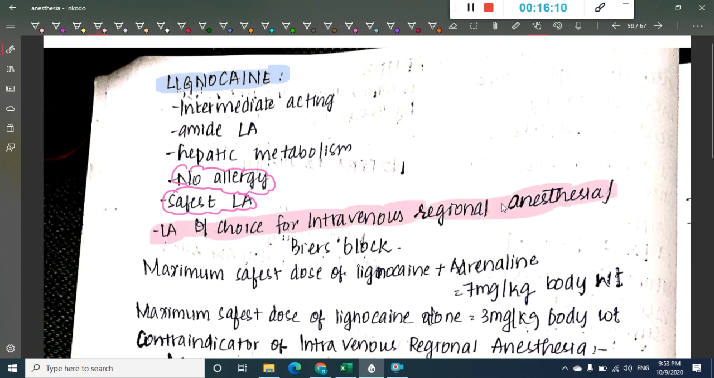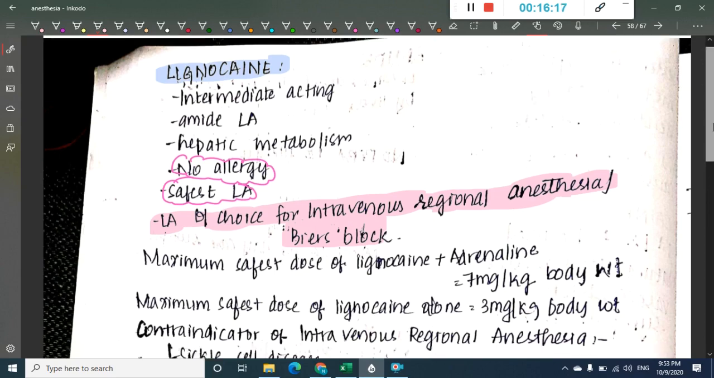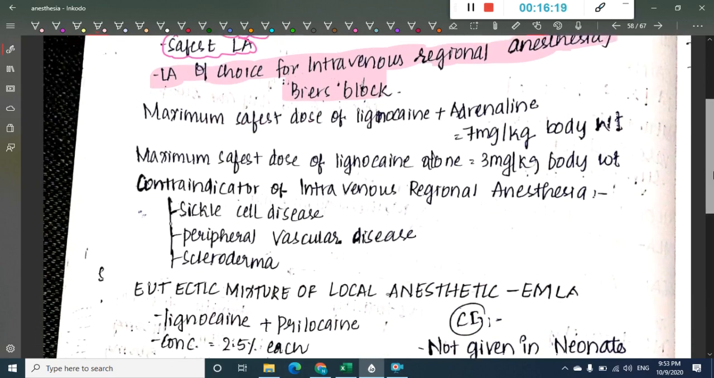Because it has no allergy and is the safest local anesthetic, it is the local anesthetic of choice for intravenous regional anesthesia or Bier's block.